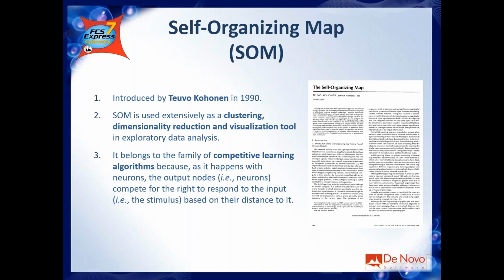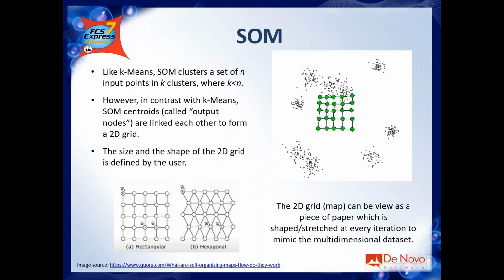It was really popular, and it's part of the competitive learning. It was really popular for studying neural networks, because as you will see, it's really working like neurons. So neurons in the real world compete to access the stimulus. And as you will see, the nodes of the self-organizing map compete with each other to access the target, the input. And the input, of course, is your data set.